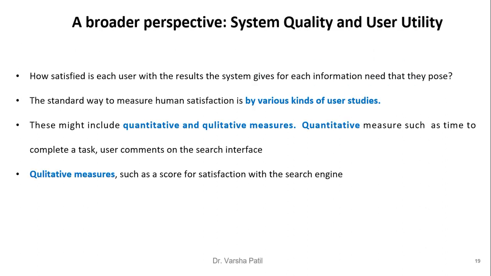A broader perspective: system quality and user utility. How satisfied is each user with the results the system gives for each information need that they pose? The standard way to measure human satisfaction is by using various kinds of user studies. This might include quantitative and qualitative measures. Quantitative measures are such as time to complete a task and user comments on the search interface, and a qualitative measure is nothing but the score for satisfaction with the search engine.